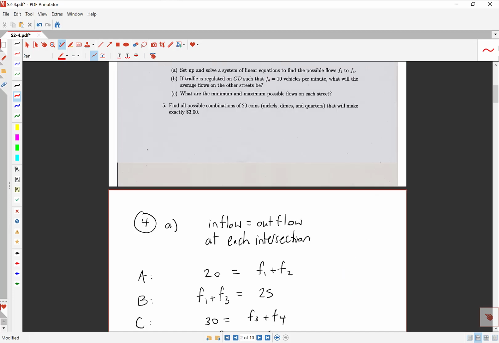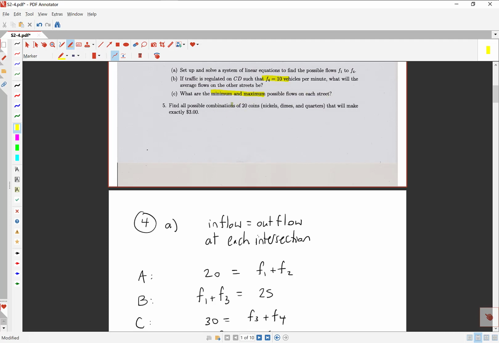So I've just scrolled back to the question. We've got that at the top of the screen so that we can see what we're going to be doing here. So for part B, traffic is regulated so that F4 takes on a specific value. We want to figure out what the average flows on the other streets will be, meaning just sub in F4 equal 10, solve for the other Fs. And in part C, what are the minimum and maximum possible flows on each street? So we'll take a look at that.